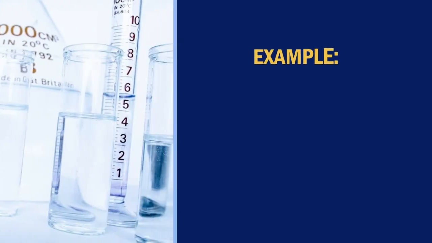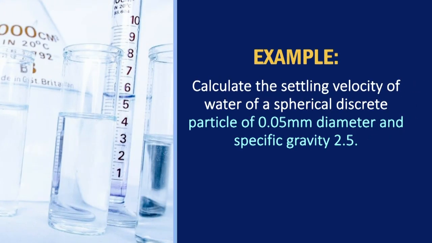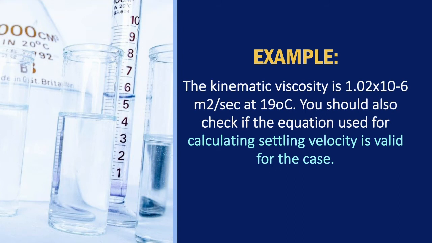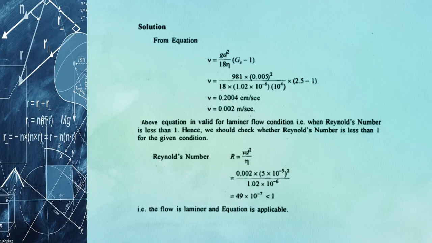Now here is the example. Calculate the settling velocity of water of spherical discrete particles of 0.05 mm diameter and specific gravity 2.5. The kinematic viscosity is 1.02 into 10 to the power minus 6 meter square per second at 90 degree centigrade temperature. So here we have to check if the equation used for calculating settling velocity is valid for that case. From the equation V is equal to g d square divided by 18 nu into (Gs minus 1), putting the values here, we get V is equal to 0.002 meter per second.